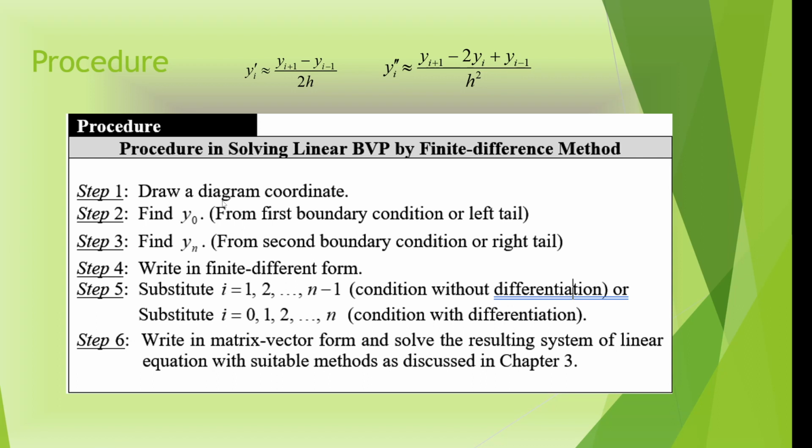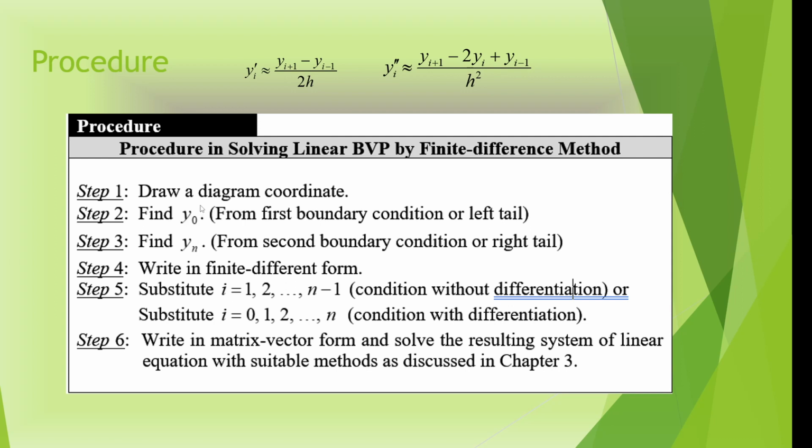First step, you draw the diagram, and then later on you find the y0 and yn. In the first case, normal boundary condition, the y0 and yn are given directly. y0 is given as a constant value, and the ending point yn is also given as a constant value. Then step two and step three can be skipped.